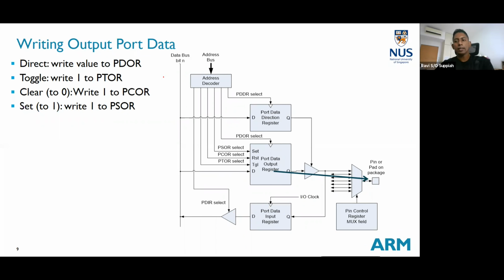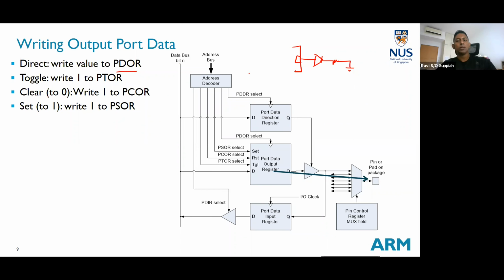Next is to write to the output port. When I connect an LED, for example, if I have the port pin here and I want to connect to the LED, that particular pin is now an output pin. If I want to write to this pin, I need to write to the data output register, PDOR. That is one way of writing to it.